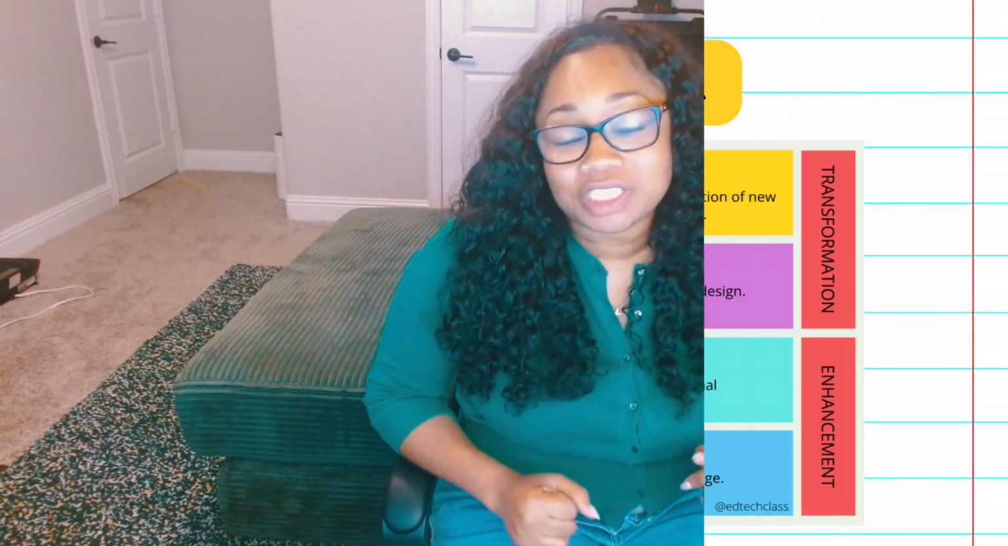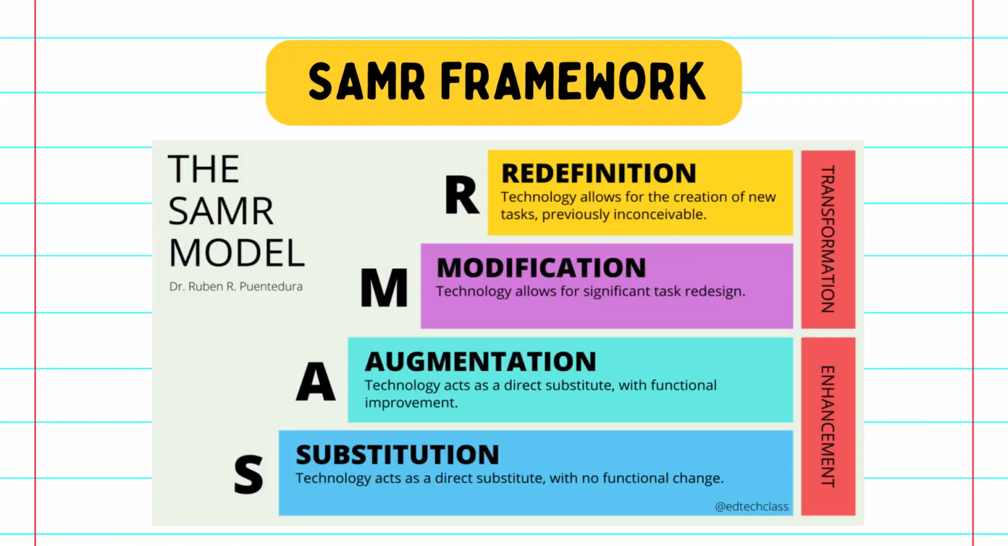So, the SAMR framework, developed by Dr. Ruben Puentedura, is a four-level model designed to help educators evaluate and transform how technology is integrated into classroom instruction. The first two stages, substitution and augmentation, use technology as an enhancement tool to replace or improve traditional paper-based tasks without significantly altering the lesson.